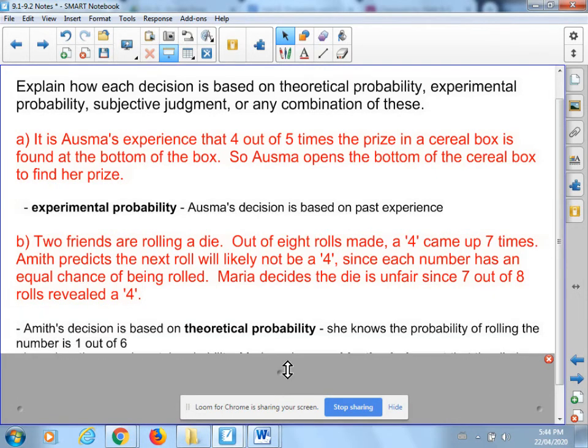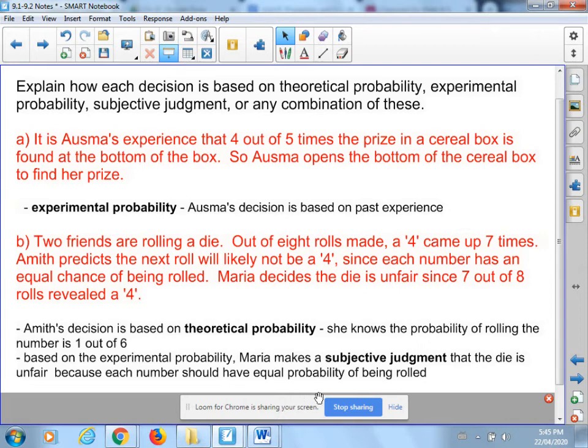Well, Amy's decision is based on the theoretical probability. She knows the probability of rolling the number is 1 out of 6. So because it's only a 1 out of 6 chance, she doesn't think it's going to happen again because it already happened 7 times.